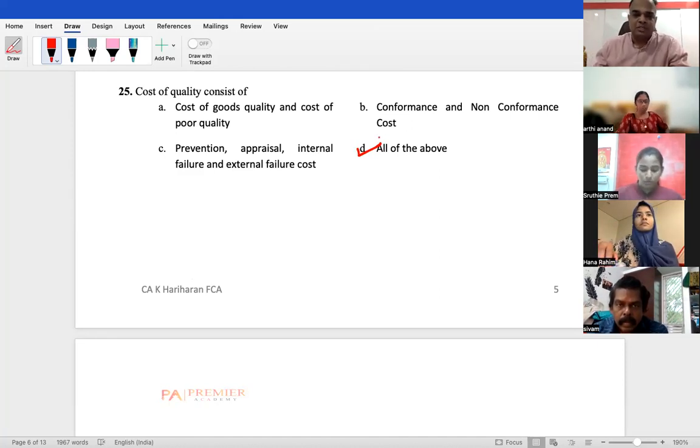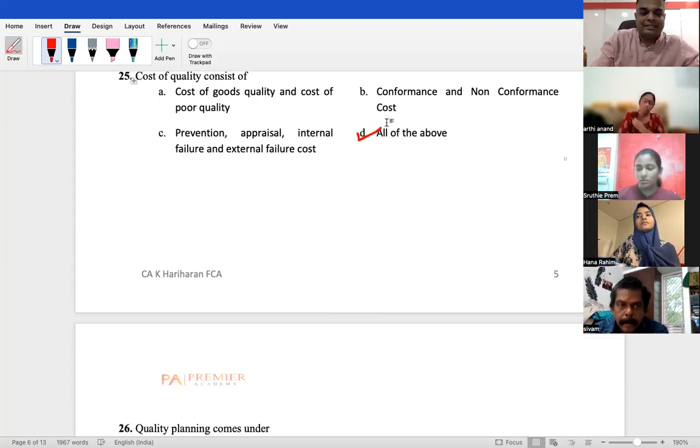Conformance, non-conformance, prevention, appraisal, internal failure, external failure. Nothing but types of cost only that, right? So everything forms part of cost of quality. Nothing but types of cost. Therefore, all of the above is the correct answer.